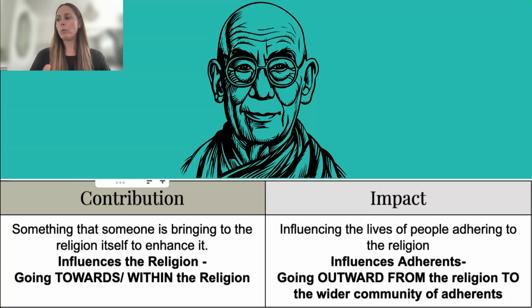As opposed to that, when we're looking at the idea of impact, often when I draw this as well, the arrows are then pointing outwards. It's this idea that the impact of a significant person influences the lives of the people adhering to that religion, but it also goes outward from that religion to the wider community of adherents. And that turns a little bit more into the legacy that this person might have. It helps my students in understanding that a lot of the time, if you're answering questions in section 2, most of those things, depending on the verb, could probably fit under contributions.